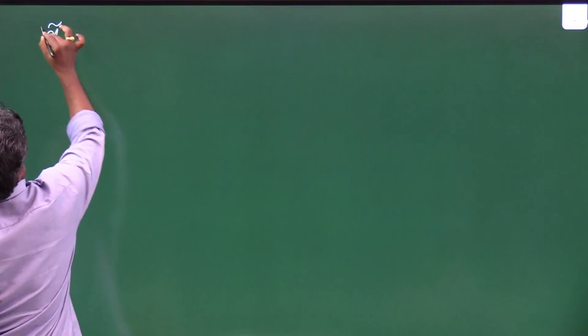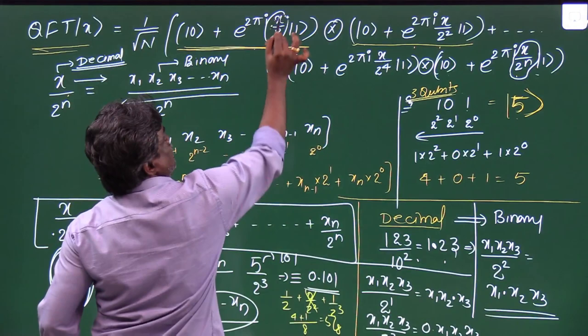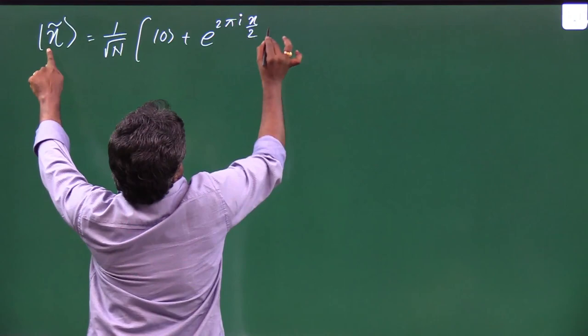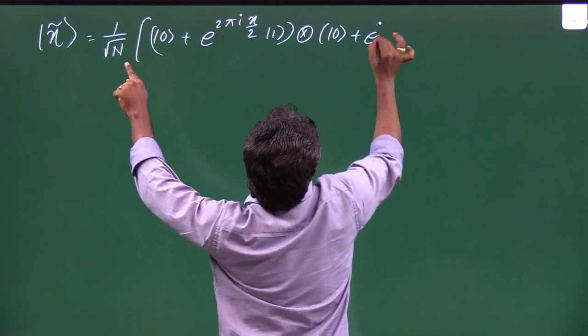So now again, let me take x tilde. One more time I'm taking this expression to make clear what this is, because it is very, very crucial. So one more time I'm taking this expansion. This is ket 0, e raised to 2 pi i x by 2 to the 1, ket 0, plus e to the power of 2 pi i x by 2 to the power of 2.